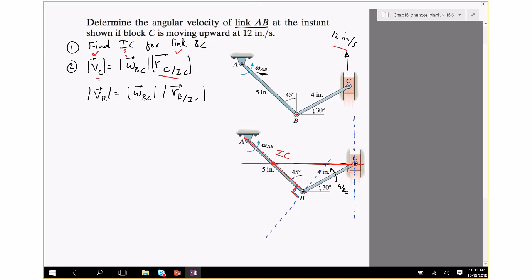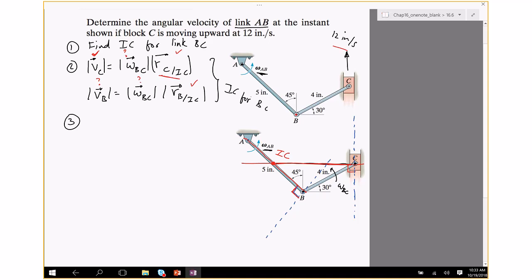VB is unknown. Omega BC is unknown. Again, B to IC is a geometric calculation. So I just put down the knowns and unknowns, but still we do not know how to solve for omega AB because it does not feature in those equations. So now we try to write another equation for omega AB. This is using the IC. So this one used the IC for BC.